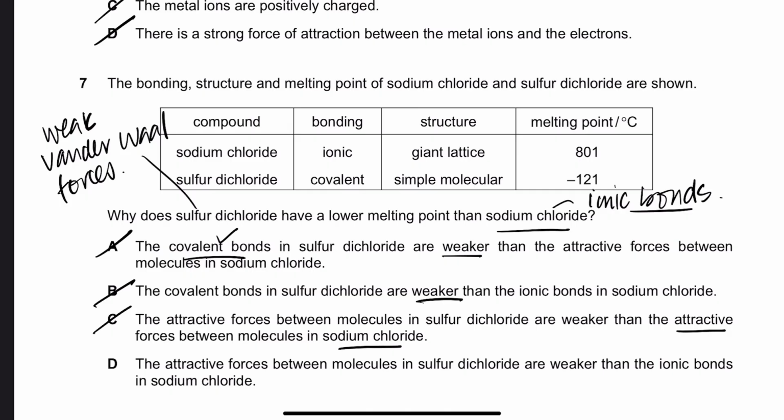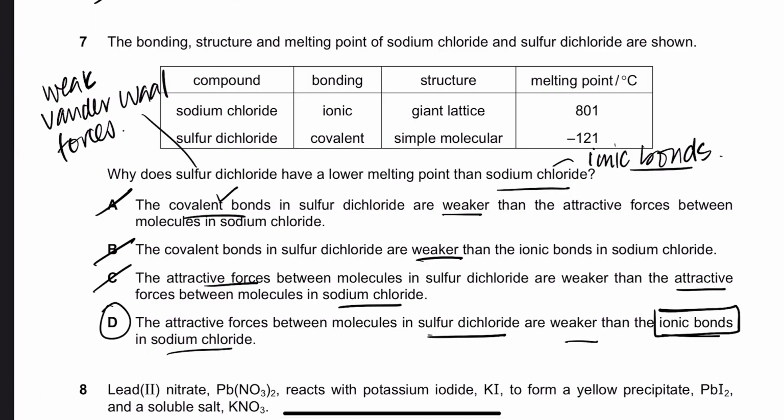The same van der Waals will be here, as there will be the same van der Waals in sulfur dichloride and in sodium chloride. That's not the reason. Sodium chloride is strong because it will have ionic bonds. So the attractive forces between the molecules in sulfur dichloride are obviously weaker than the ionic bonds in sodium chloride. And that's my answer, because we are talking about why essentially you have a greater melting point. So D is my answer.